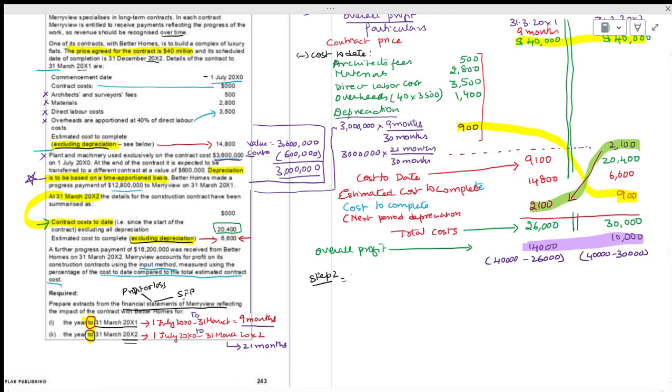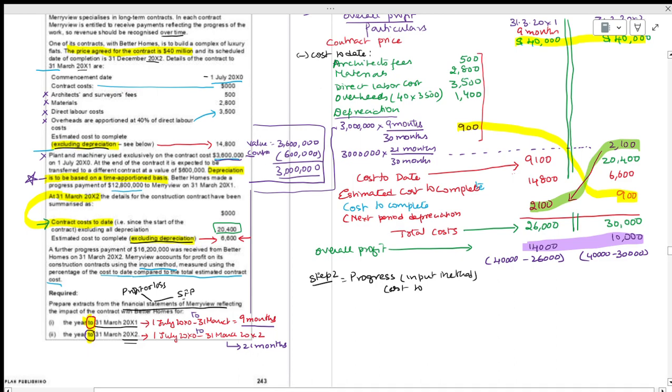Step 2 is progress. Which method is it? It is the input method. Okay, it is the input method. What is the formula for the input method? It is given in the question. Is it right? What is the formula?